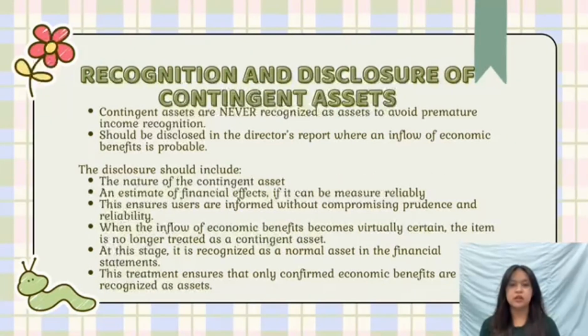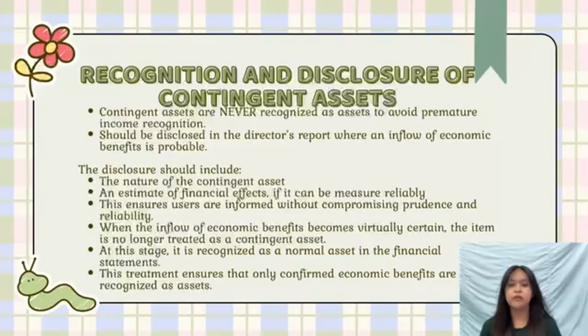The disclosure should include the nature of the contingent asset and an estimate of financial effect, if it can be measured reliably. This ensures users are informed without compromising prudence and reliability.